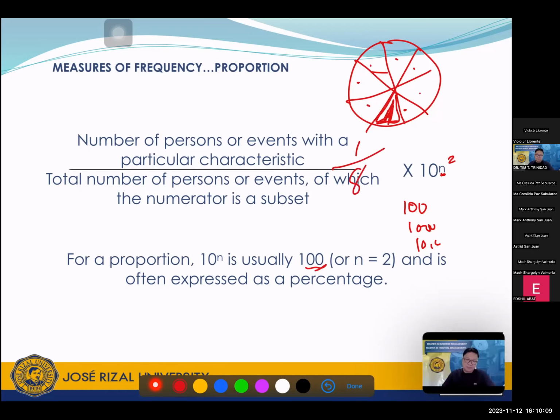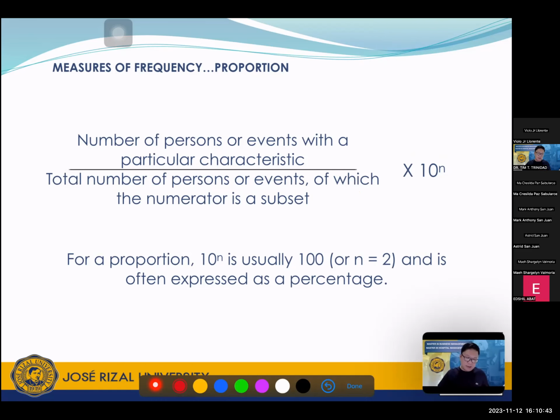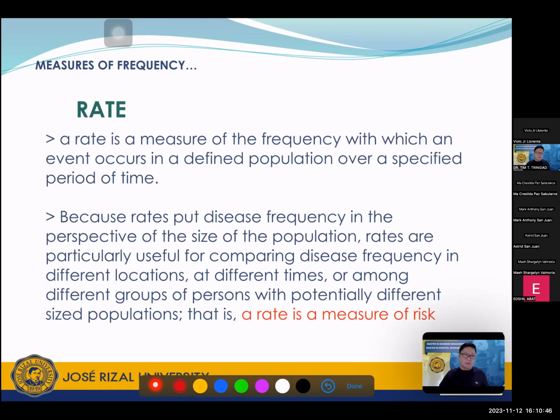Ilan? Ilan 1 divided by 8? 0.125. 0.125. And you want to express that in percentage? In percentage is times 100, right? 12.5%. Okay. So the proportion of this pie is equivalent to 12.5% out of 100. Okay. Any question? So let's proceed to rate.